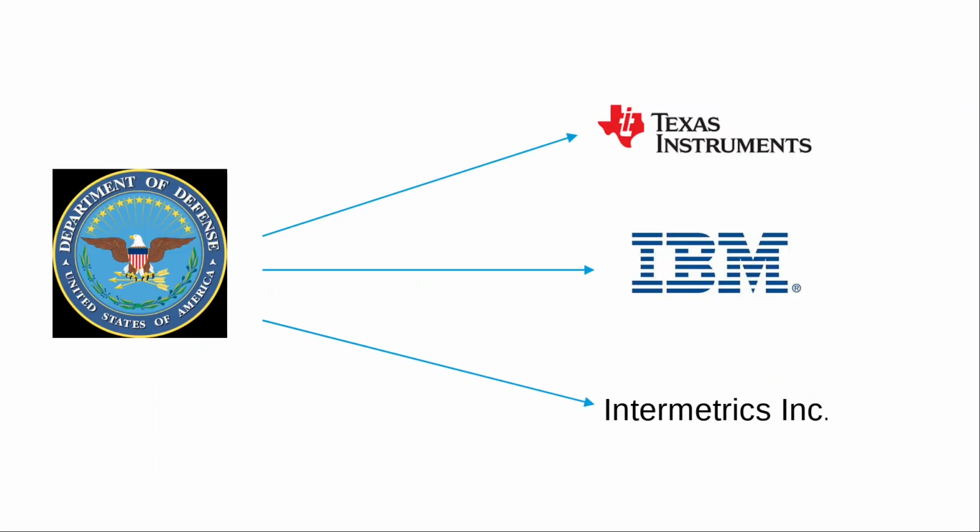In 1983, the United States Department of Defense awarded a contract to Intermetrics Incorporated, Texas Instruments, and IBM for the development of a hardware description language that could document the behavior of ASICs that they were using. Thus, VHDL was born. Now, ASIC stands for Application Specific Integrated Circuits. They are integrated circuit chips that are customized to perform specific tasks.